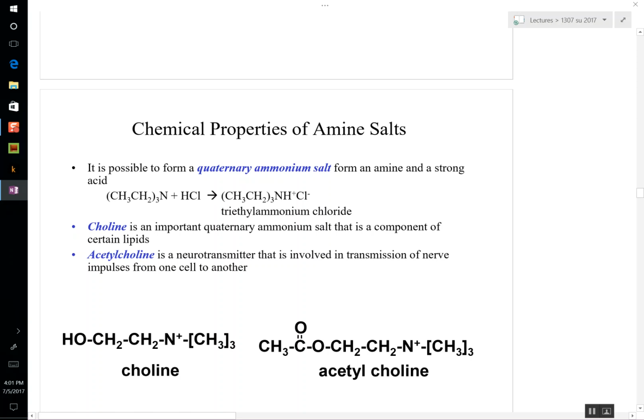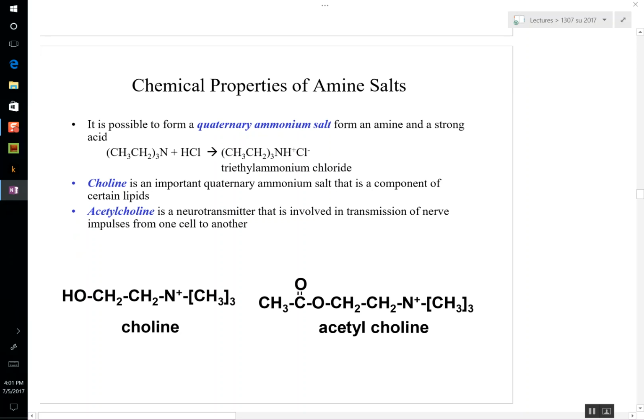So that's choline, and if you put an acetic acid group on here, you're forming the ester. That's acetylcholine. Here's the rest of the molecule. That's your choline, but you got an acetyl group on it. You don't have to memorize the structures of these. The point of this is to show you that quaternary salts are naturally occurring and important molecules in your body.